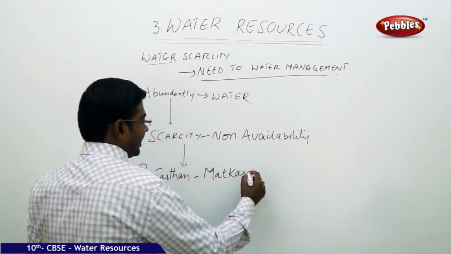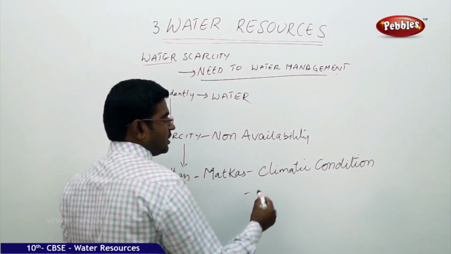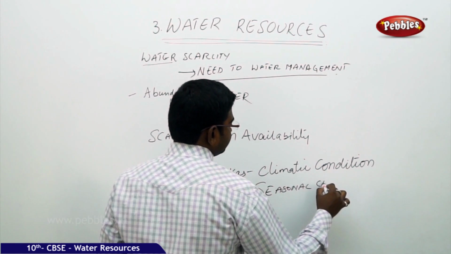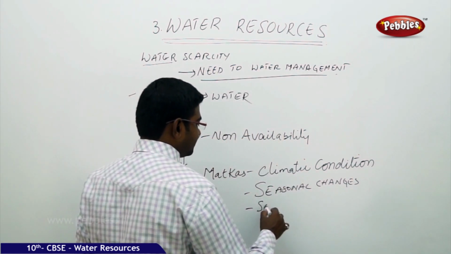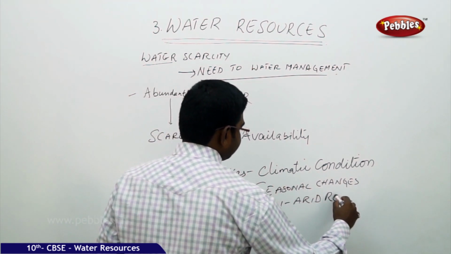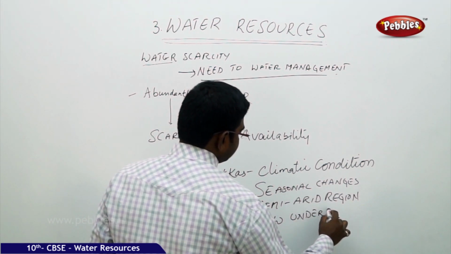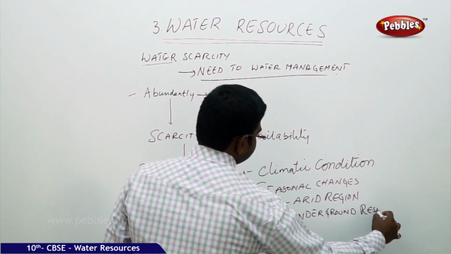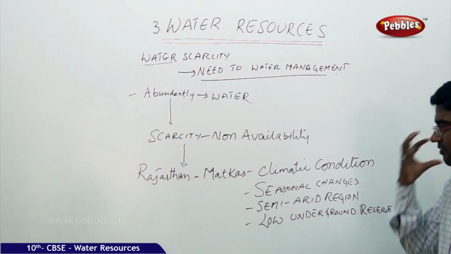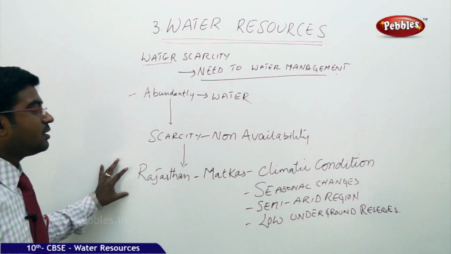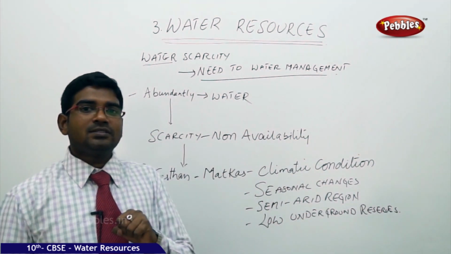Yes, depending on the climatic condition, seasonal changes, what is the other different aspect we remember about the Rajasthan semi-arid region or arid region? Semi-arid region and low underground reserves. These are the exceptional features which bring change in any place where the availability of water becomes scarce. I am not talking only about Rajasthan, we are talking about general conditions which can influence any place to be branded as a place where there is scarcity of water.